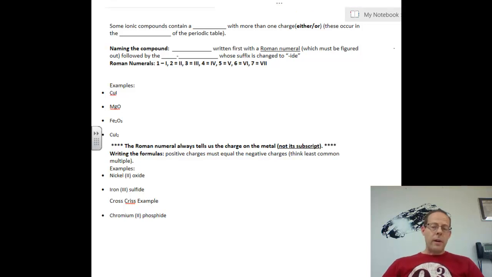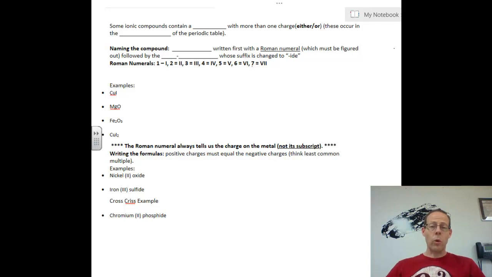Alright, so this is really the second podcast that goes along with this objective because it's simply simple ionic compounds. We also call these binary ionic compounds because they only consist of two different elements, so you have a metal and a nonmetal. However, just in your notes, some ionic compounds contain a metal with more than one charge.